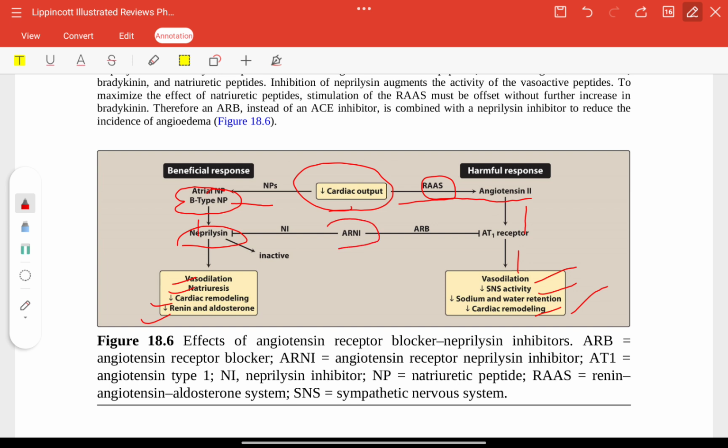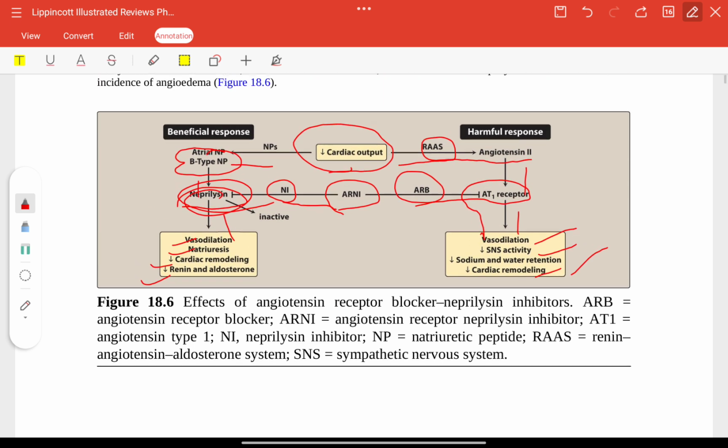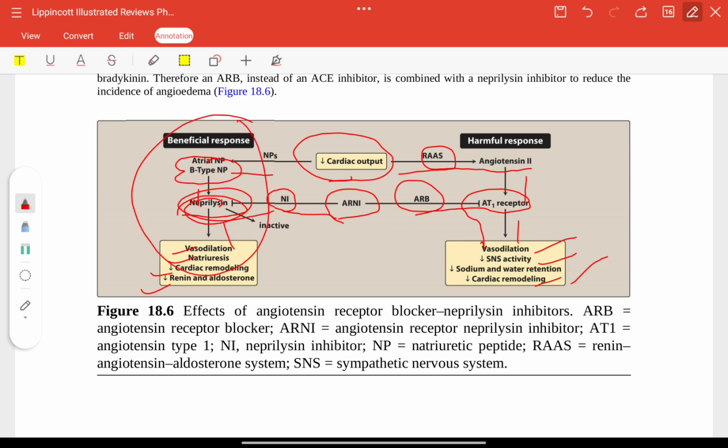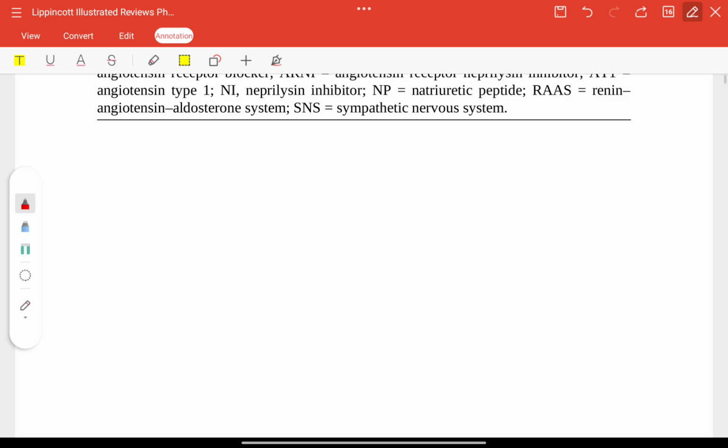Now, ARNI, angiotensin receptor neprilysin inhibitor, and ARBs will act here to block this, and the neprilysin inhibitor will act here, block this. This is their beneficial response, and this is the harmful response.